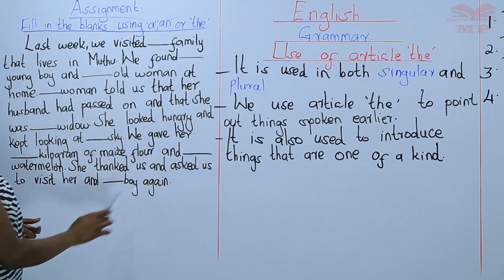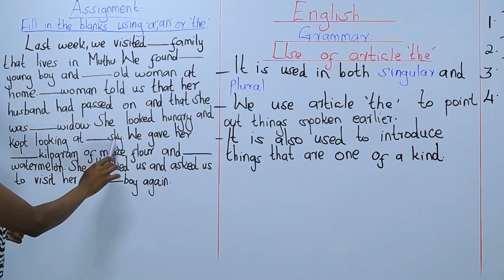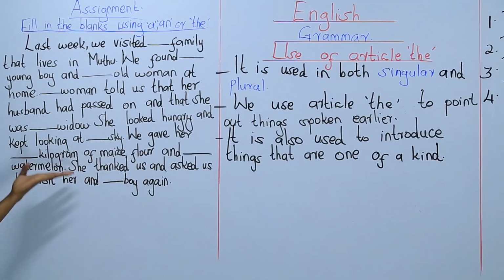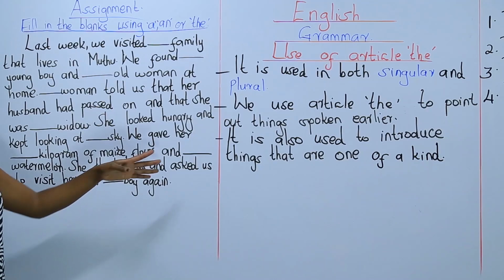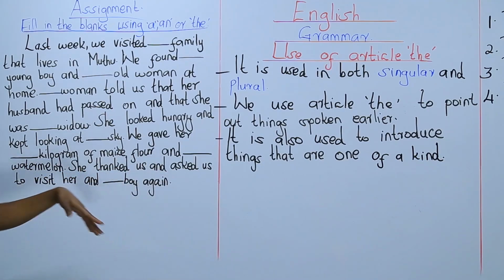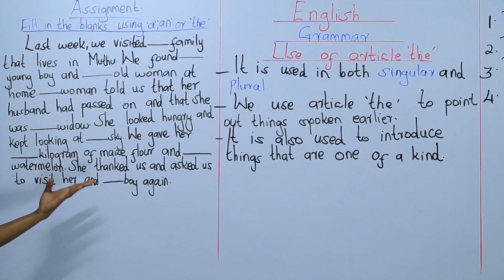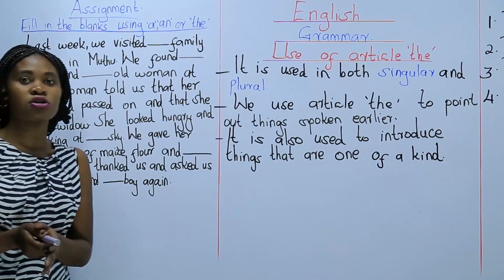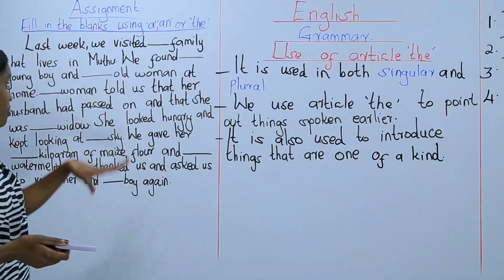She looked hungry and kept looking at Dash sky. We gave her Dash kilogram of maize flour and Dash watermelon. She thanked us and asked us to visit her and Dash boy again. So you will fill in the blank spaces.